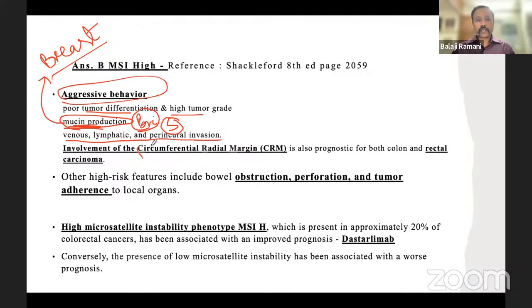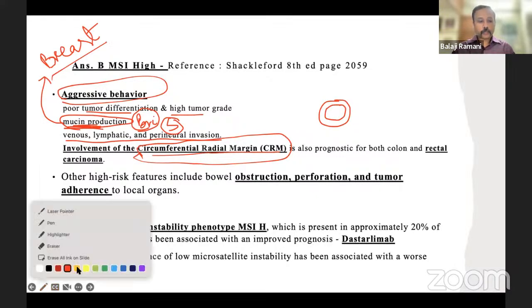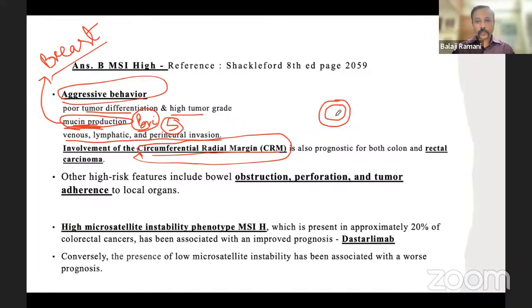Now, one special factor as far as colorectal cancers are concerned, and nowadays being extended to other gastrointestinal malignancies also, is the circumferential resection margin, or the circumferential radial margin. For this, you have to understand that suppose this is the lumen of the bowel, and this is the wall of the bowel, which I have put up in red color. And suppose you have a tumor, and here it is going on.